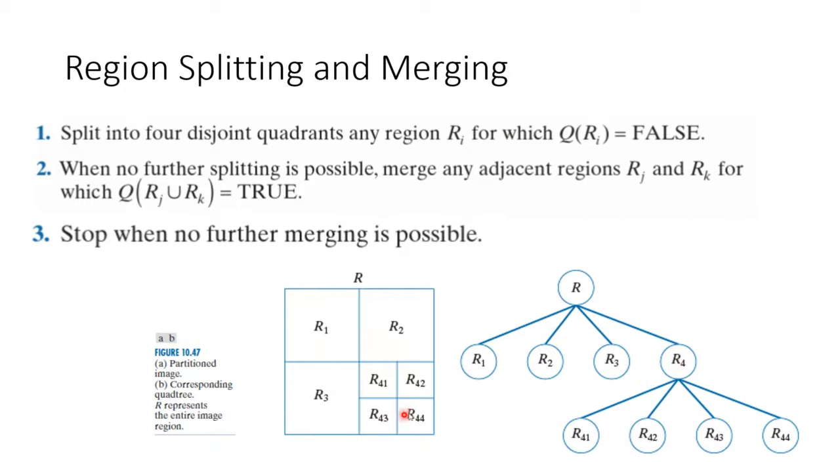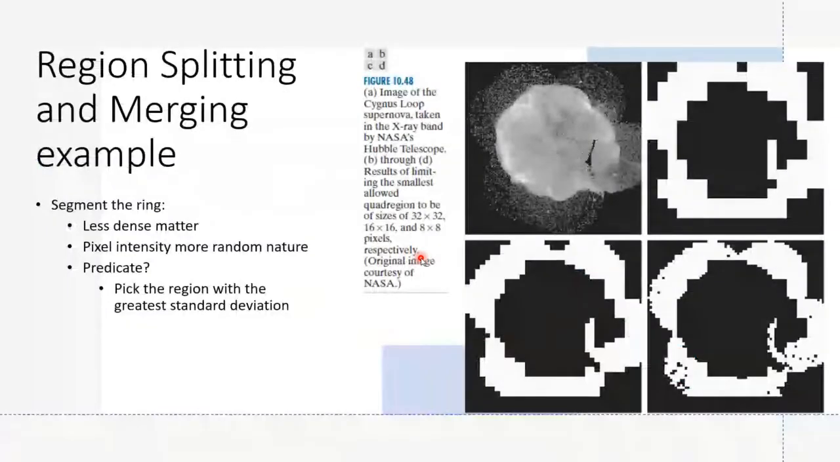So for instance, if this region still doesn't match the selection criteria, the similarity criteria, then I'll have to subdivide it into regions. And we stop when no further merging is possible. Okay, so that's one example of region splitting and merging.